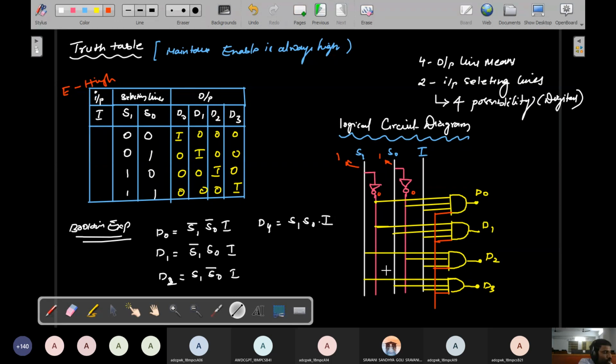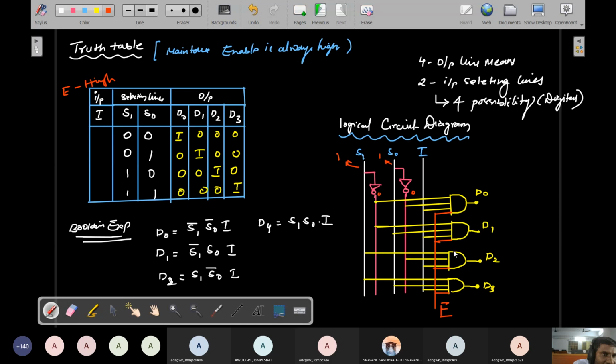If you want to show the enable terminal in this diagram, then you can represent enable like this, because enable is common for every output. So this is the enable condition, so you take one terminal for D0, one terminal for D1, one terminal for D2 and one terminal for D3, and finally we represent this enable terminal. Okay, enable. You can represent it like this. So this is the theory about the 1:4 demultiplexer. Does everybody understand?